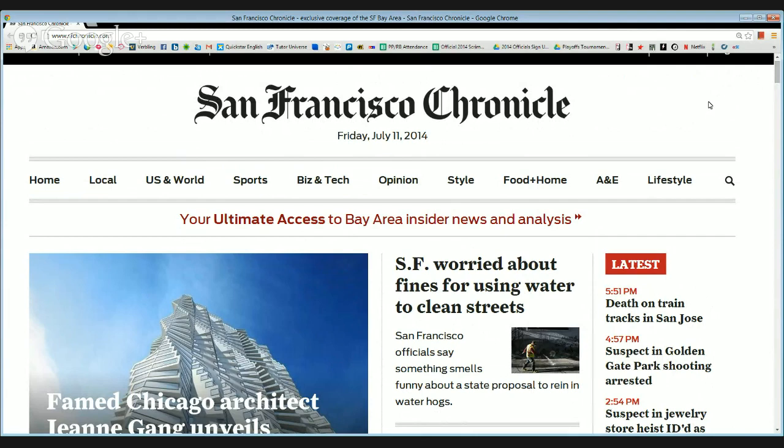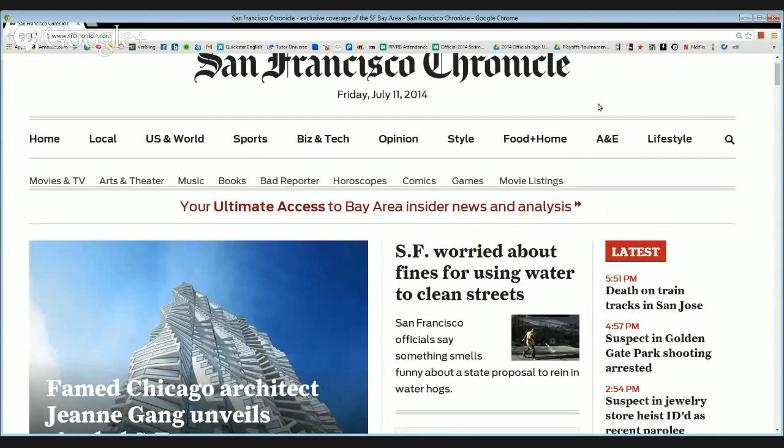I chose this because San Francisco is, well, I love San Francisco, and it's the most famous city that's closest to where I live, because many people don't know Sacramento unless they like basketball, and they know my team is not very good. San Francisco is much more famous, and the San Francisco Chronicle is a very famous newspaper. So let's go ahead and take a look.